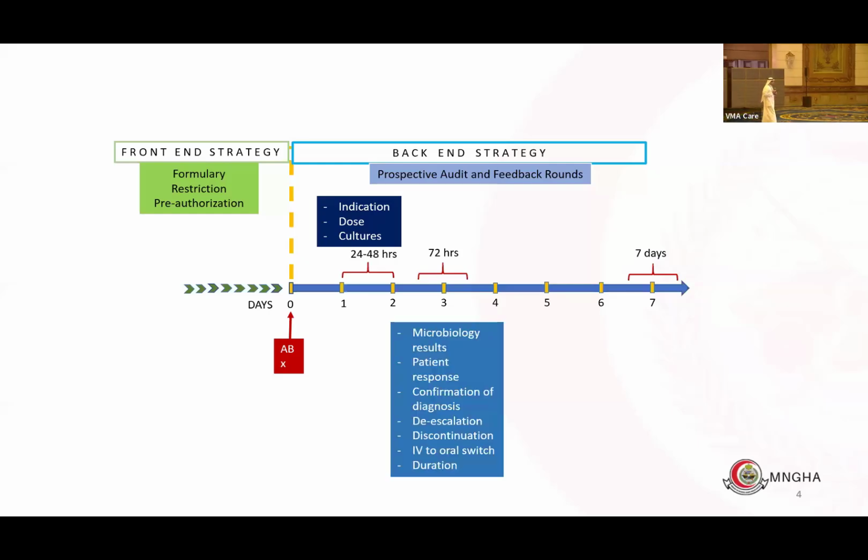And at 72 hours, what is the majority targeted for the BAF round? You can target microbiology results. By three days, all the micro lab results will come to you, so you can assess the patient's response. Started on empirical treatment, day 3, he's doing fine, improving. This is a BAF round target. Also confirmation of the diagnosis, de-escalation, IV to oral switch, and I can also decide about duration in these 72 hours.